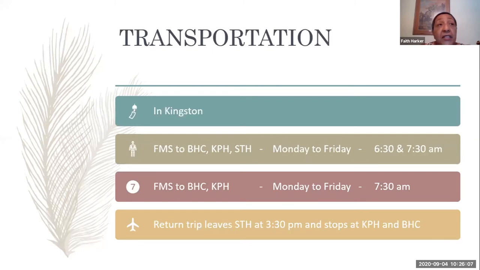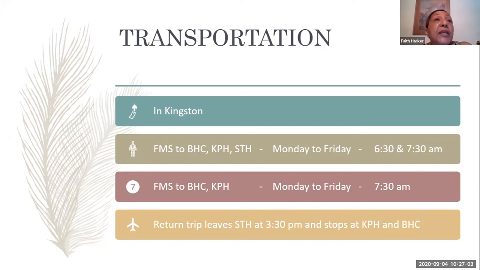Transportation to clinics is also a very dynamic process right now, because the faculty is in the midst of rearranging their transportation arrangements. But usually, in Kingston, transportation is offered for students from the FMS campus only: Bustamante Hospital, Kingston Public Hospital, and Spanish Town Hospital on a daily basis. There were two buses, one leaves at 6:30, one leaves at 7:30. There is also transportation to Bustamante and KPH at 7:30, but none to Spanish Town at 7:30. And the return trip leaves Spanish Town at 3:30 and it stops at KPH and Bustamante to pick up students.